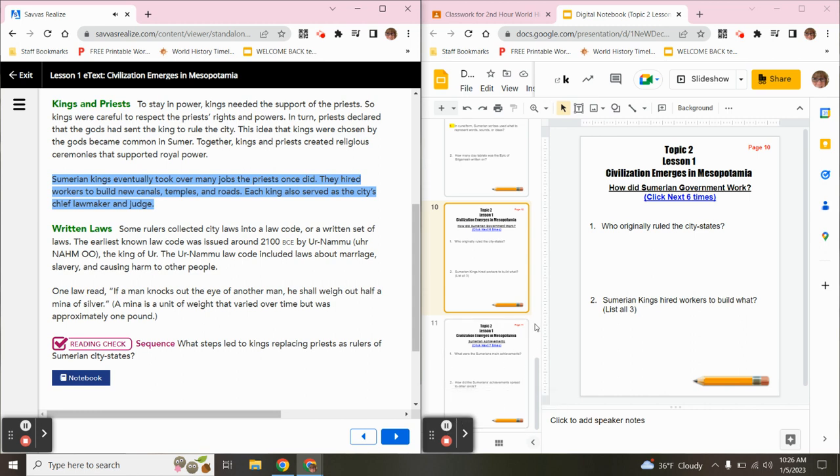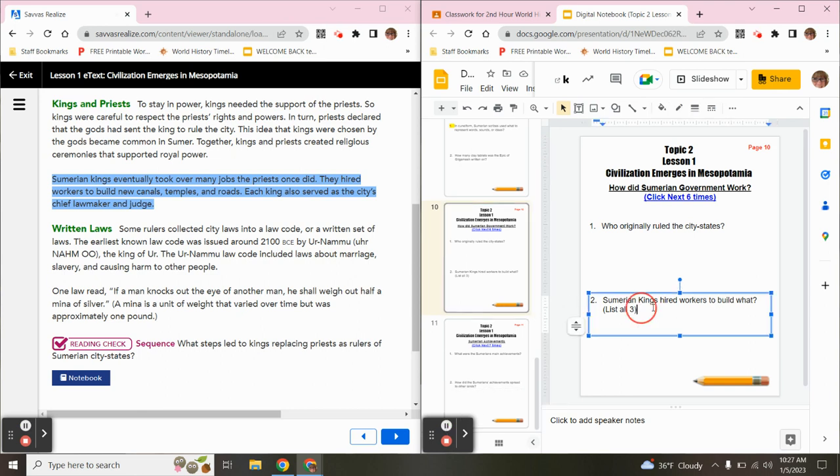Written laws. Some rulers collected city laws into a law code, or a written set of laws. The earliest known law code was issued around 2100 BCE by Ur-Nammu, the king of Ur. The Ur-Nammu law code included laws about marriage, slavery, and causing harm to other people. One law read, "If a man knocks out the eye of another man, he shall weigh out half a mina of silver." A mina is a unit of weight that varied over time but was approximately 1 pound.